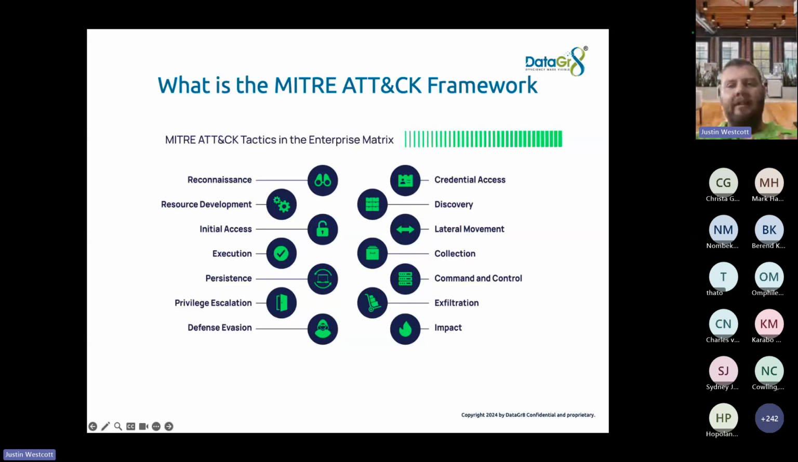But as this comprehensive matrix, you will see in the enterprise matrix, and we're not touching ICS yet, because we'll show a couple of differences later, you will have all of these TTPs broken down from reconnaissance, credential access, resource development, discovery, initial access, lateral movement, all these different phases.